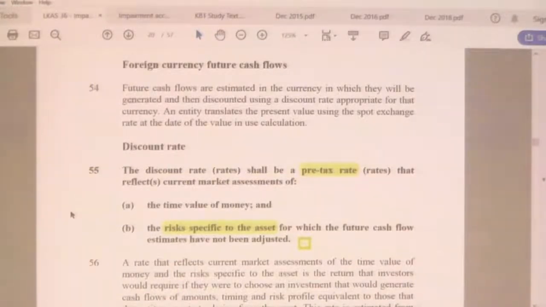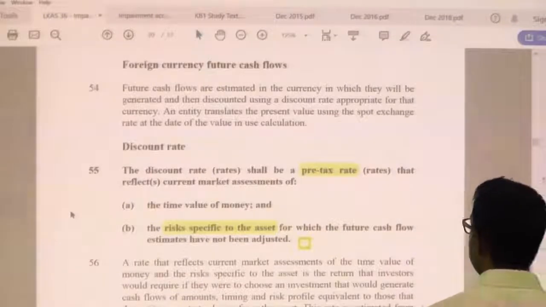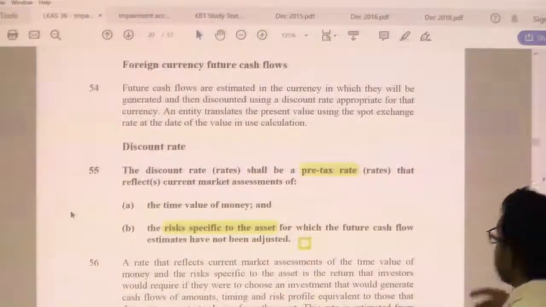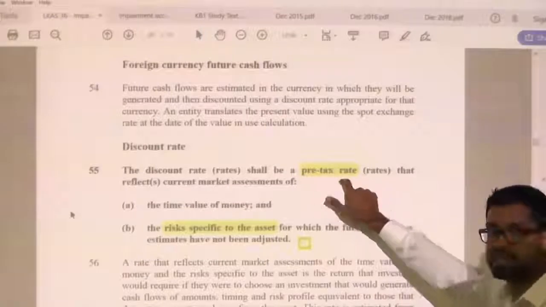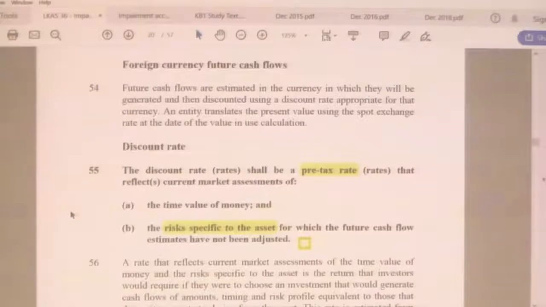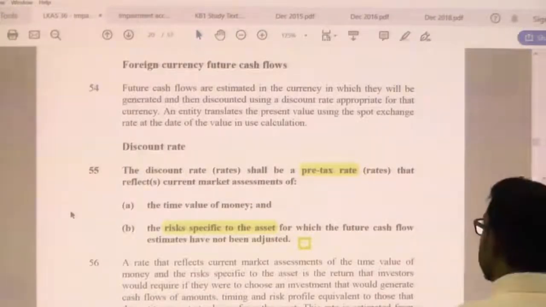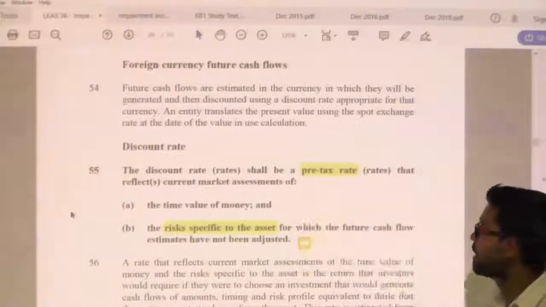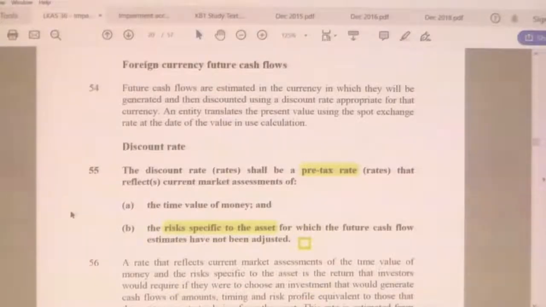Paragraph 55 explains what? The discount rate shall be a pre-tax rate that reflects current market assessment. Pre-tax rate. The discounting factor should be what? Pre-tax rate. That's why you ignore tax payments or receivables from your future cash flows. All cash flows should be before tax. The discounting factor also should be before tax, pre-tax, right? Pre-tax that reflects current market assessment.